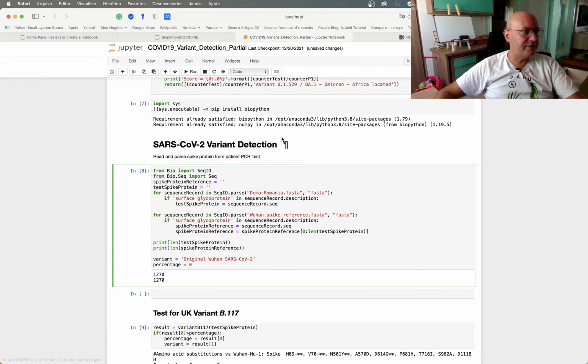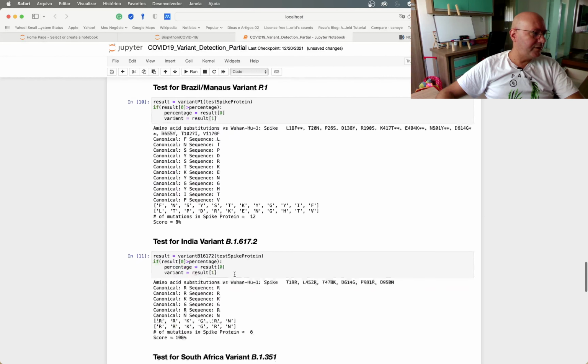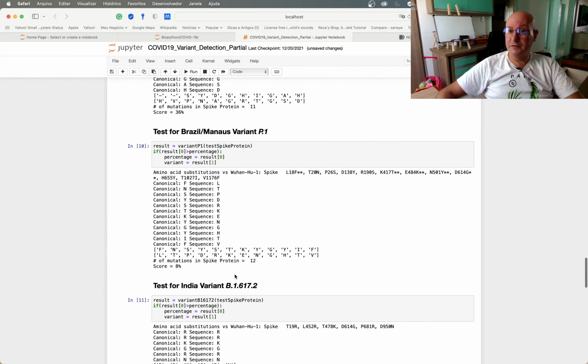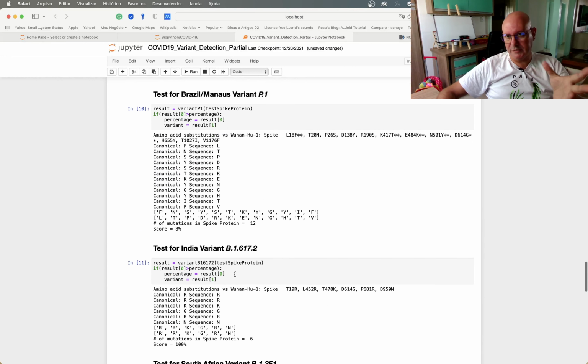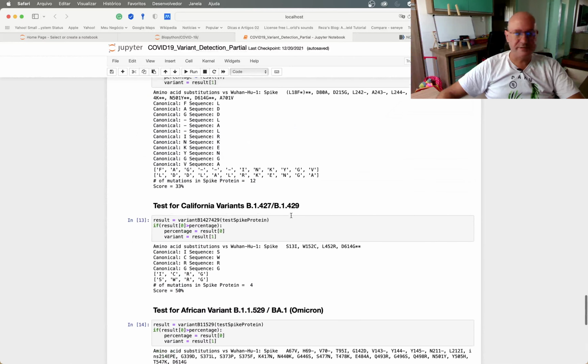So we have 1273 in length for the protein. We have 36% of UK. You have 8% for Brazil, it may have one or another gene that matches Brazil variant changes, right? Oh, but it gets 100% on the Delta variant. So this is surely the Delta variant. Let's see the others. 33% for Africa, 50% for California, and 21% for Omicron, right?